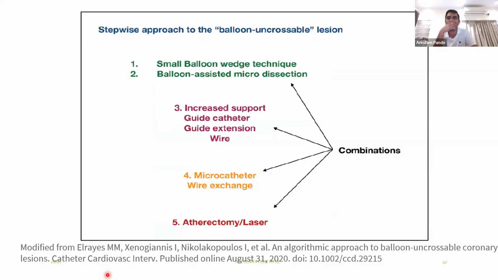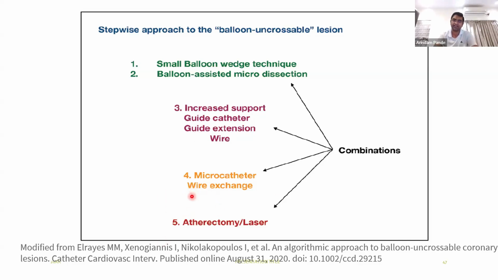So this is the stepwise approach when we're in for a balloon uncrossable lesion. Small balloon wedge technique, balloon assisted micro dissection known as balloon granuloplasty, we tried but failed. Increased support with guide catheter extension, we used GuideZilla but failed. Microcatheter, wire exchange, Tornus microcatheter, anchoring balloon, but everything failed. Now we have the option of using laser, but in my hospital, we do not have that option. So the only option which is left is atherectomy.